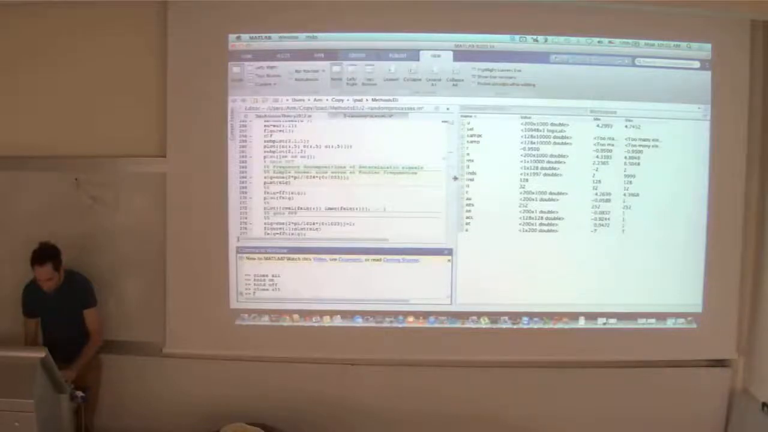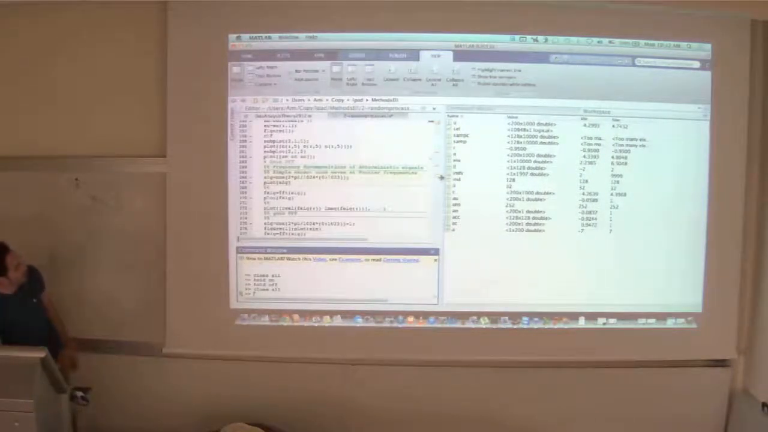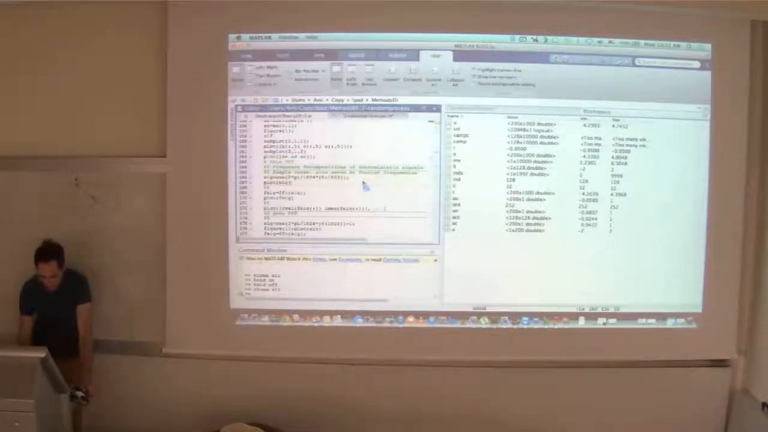So can you see any of the code? No, huh? It's totally scrambled. So I'll read it.